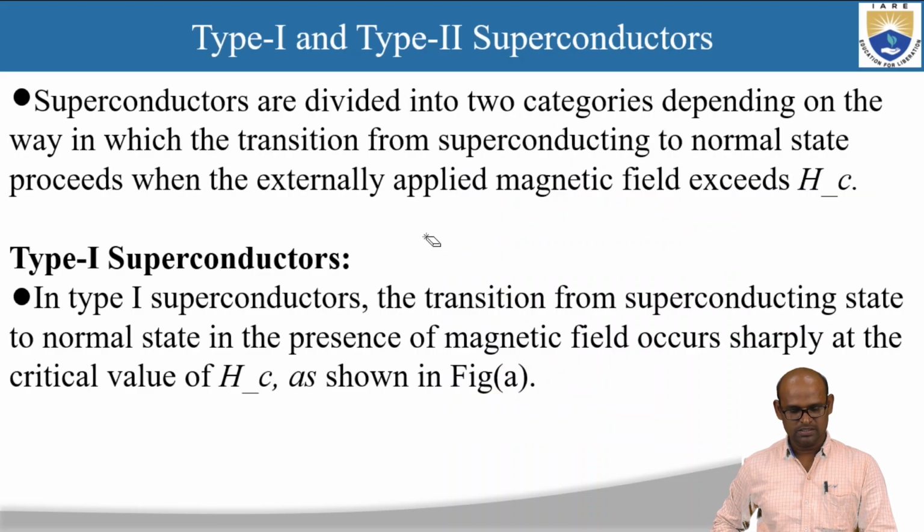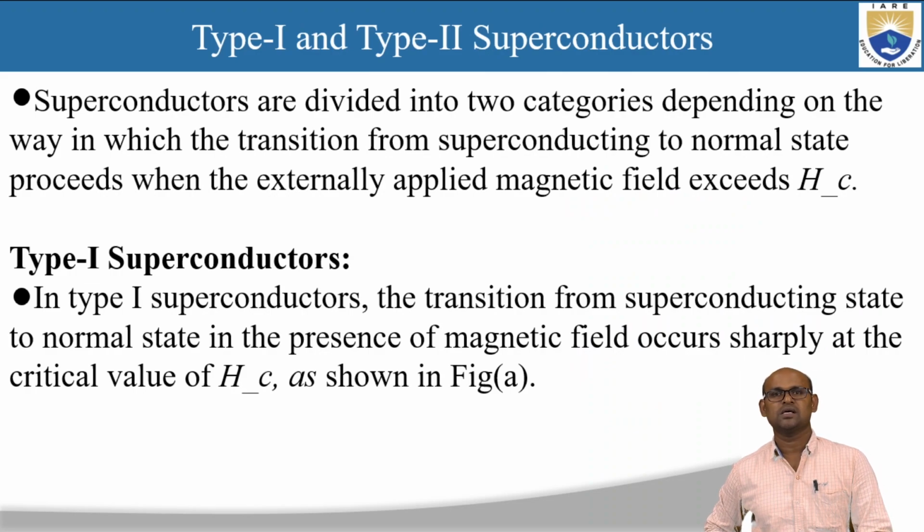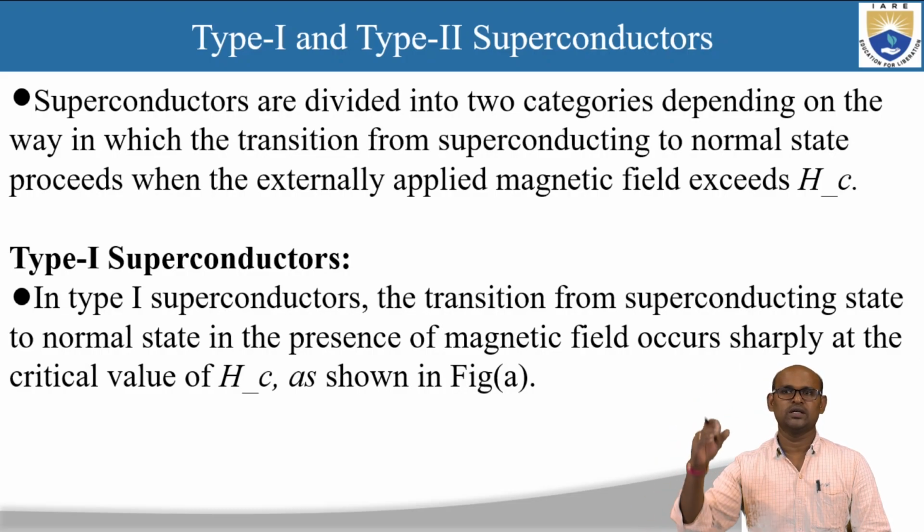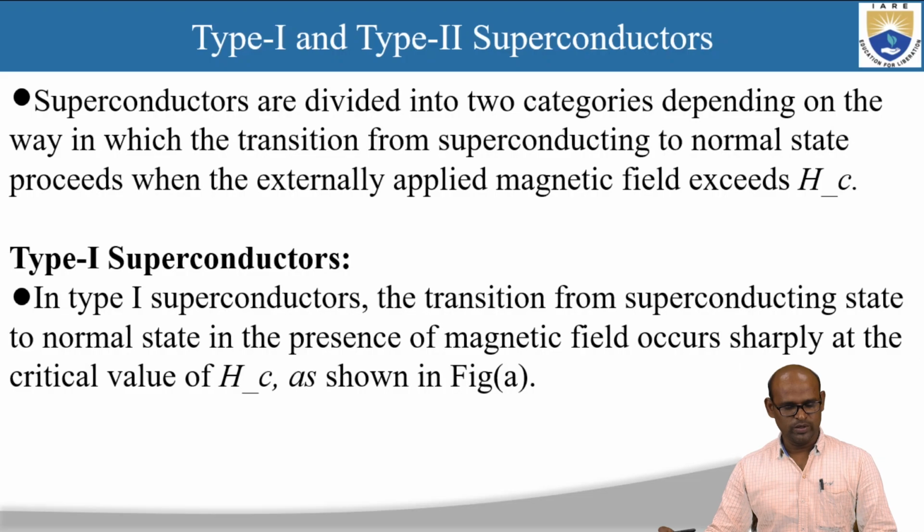Superconductors are divided into two categories depending on the way in which the transition from superconducting state to normal state proceeds when the externally applied magnetic field exceeds Hc. How do we classify superconductors into two categories? Based on how the material goes from superconducting state to normal state, whether it goes in a sharp way or in a gradual way, we classify superconductors into two categories.